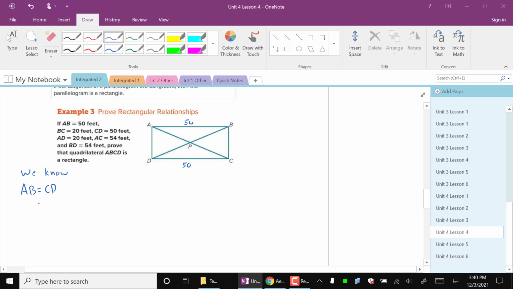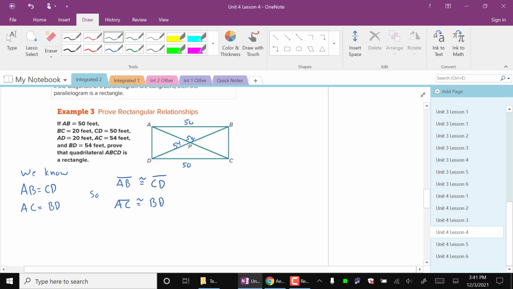We know that AC equals BD. AC, that's the whole diagonal, is 54 feet, equals DB, which is also 54 feet. So the diagonals are equal to each other. So we know they're equal, which means they are congruent by the definition of congruence. AB is congruent to CD, and AC is congruent to BD.